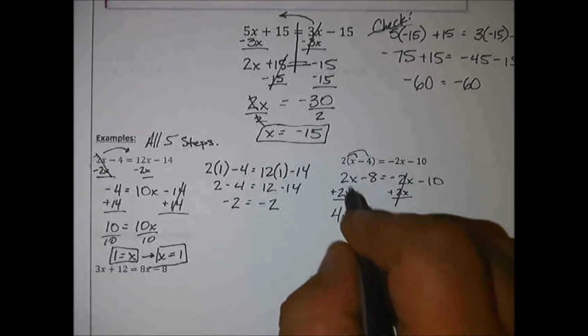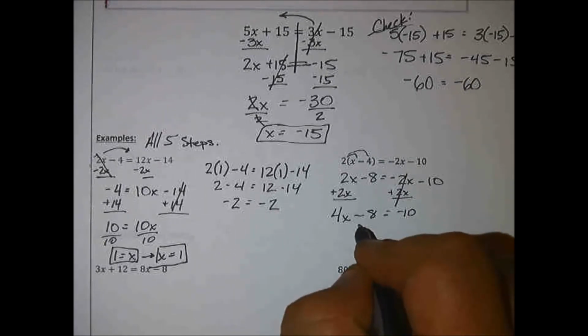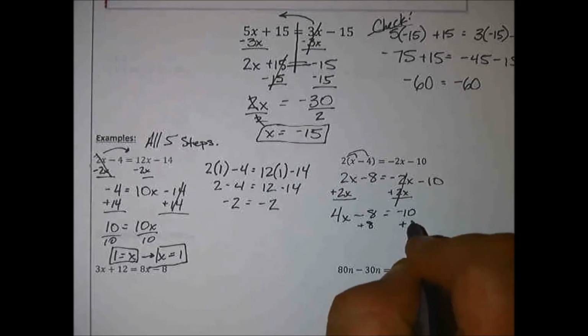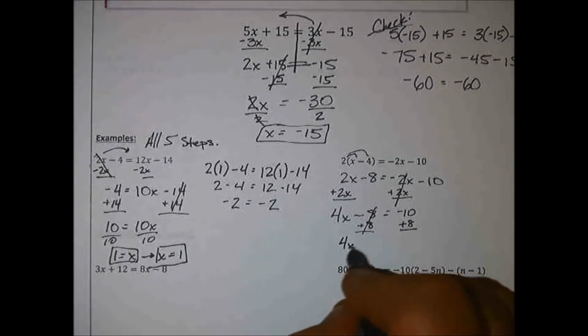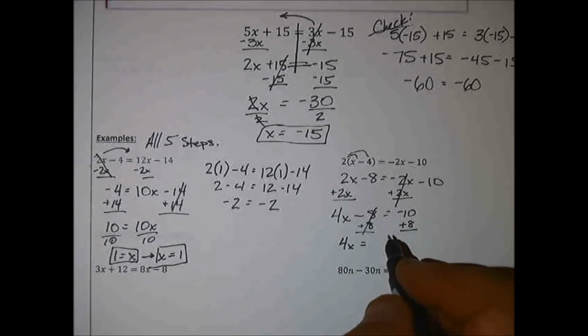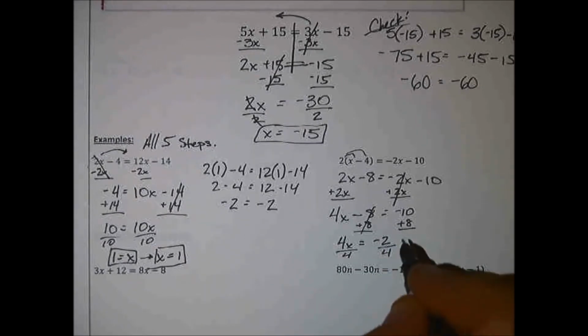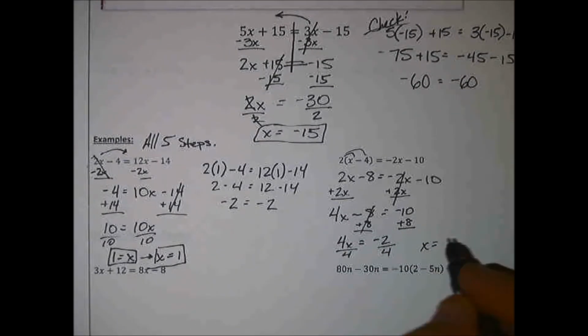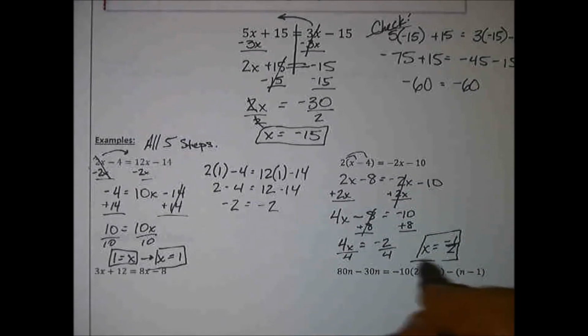So we get 4x, 2 plus 2 is 4, minus 8 equals negative 10. So I will add 8 to both sides. Those 8s cancel. I get 4x equals negative 2. I'll divide by 4, and it shows 2 over 4. We can probably see that that's going to be a negative 1/2. Negative 1 over 2, just negative 1/2.